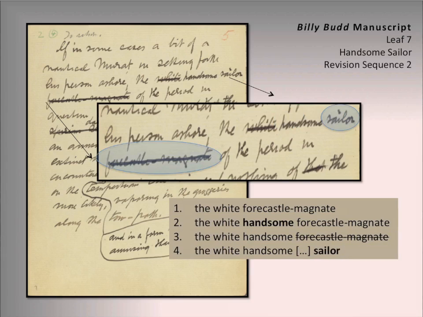He first inserts handsome in the margin to give white handsome forecastle magnate. And then in two quick moves, he deletes forecastle magnate and squeezes sailor after handsome to give white handsome sailor. Only in the final step of this sequence does Melville delete white.